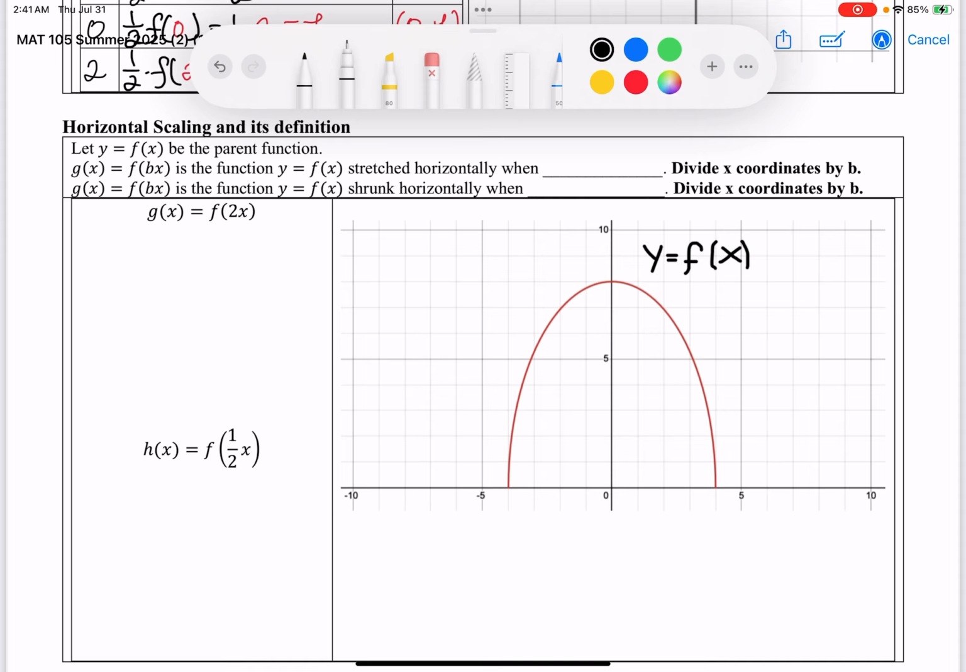Well, that should make sense because whenever we are dealing inside the parentheses, like with factors, we always do the inverse operations. Like the zeros are the opposite side from the number displayed in its factors. So if we're multiplying by b, that means the x coordinate should be divided by b. Now, I don't know if that's true or not, but let's see.